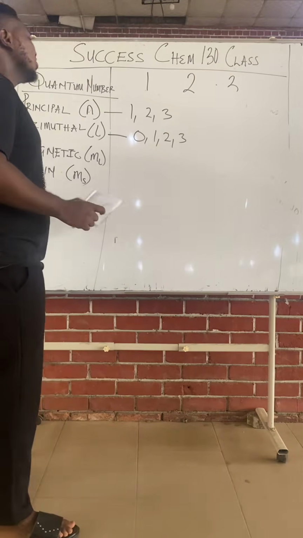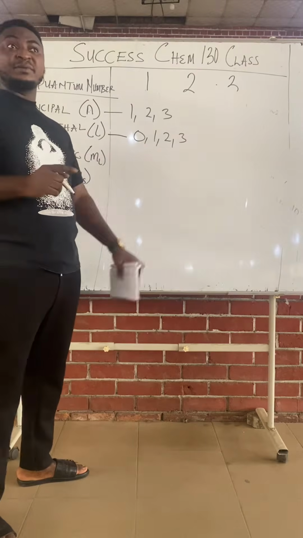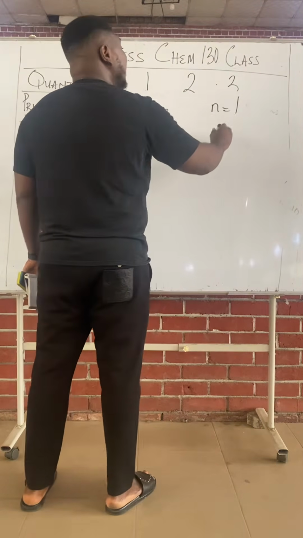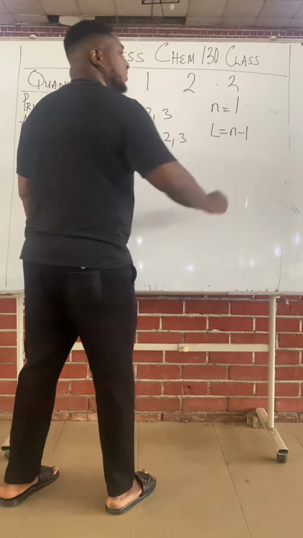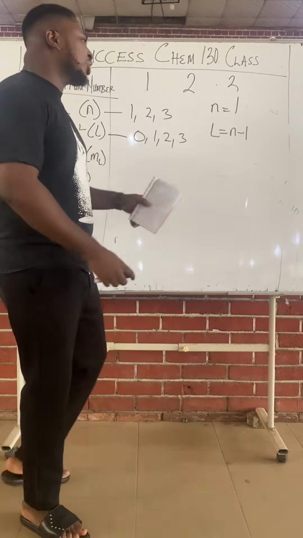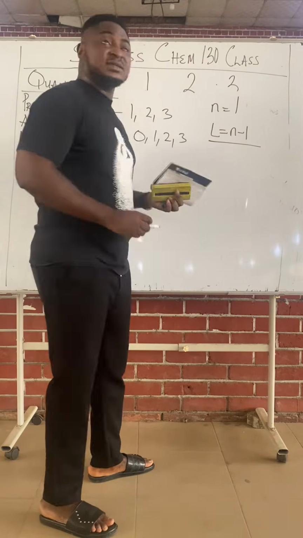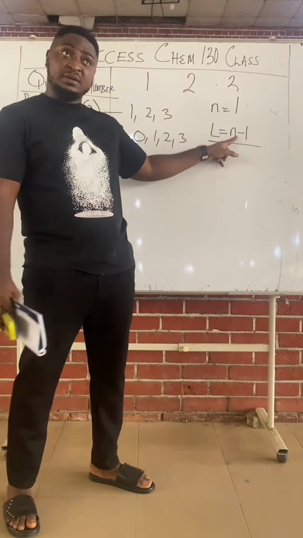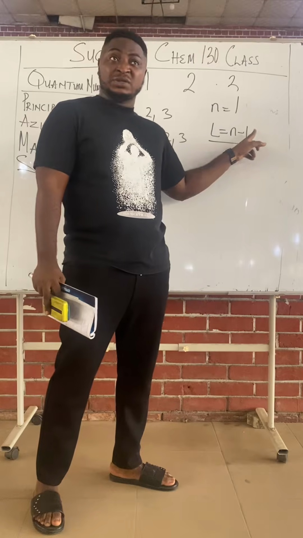Because class, your azimuthal quantum number must always be at least one number less than the principal. Class, if someone's principal quantum number n is 1, the azimuthal quantum number L can never be 1. It must be at least n minus 1. So if you are asked to write the mathematical relationship between azimuthal and principal quantum number, there you go, class. Azimuthal quantum number L is equal to the principal quantum number n minus 1.